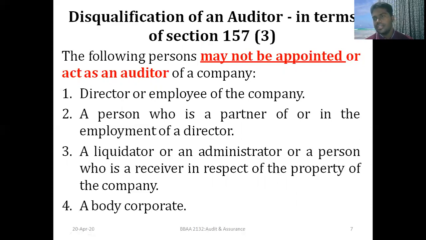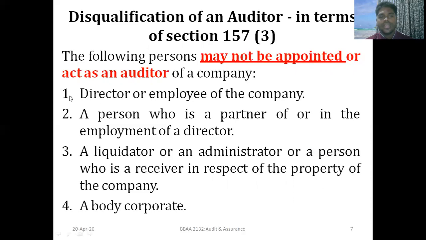In the previous slides, we discussed the qualification of an auditor. So this one is the disqualification of an auditor, for the people who cannot function as an auditor. The following persons may not be appointed or act as an auditor of the company. Now, who are those people? Who are the people who cannot function as an auditor for a company?